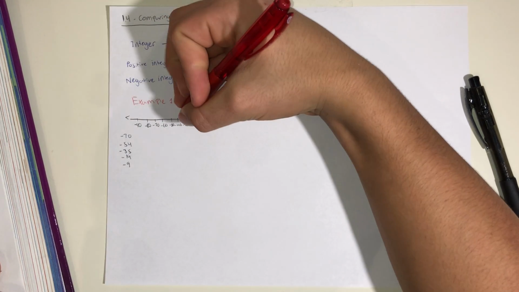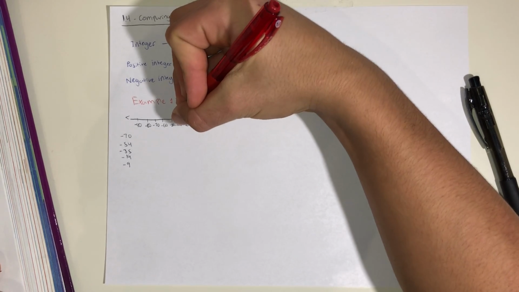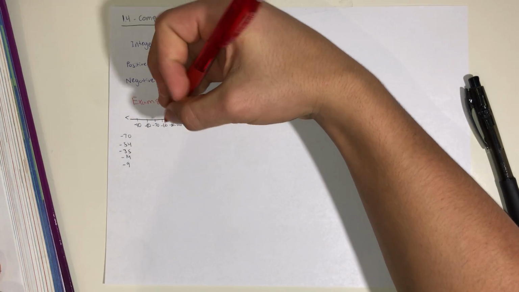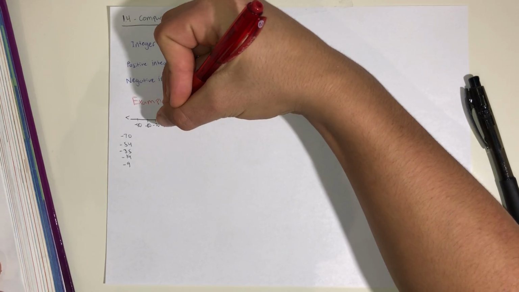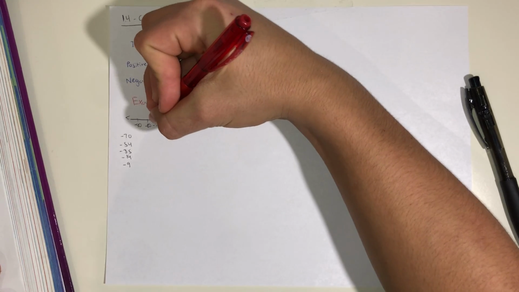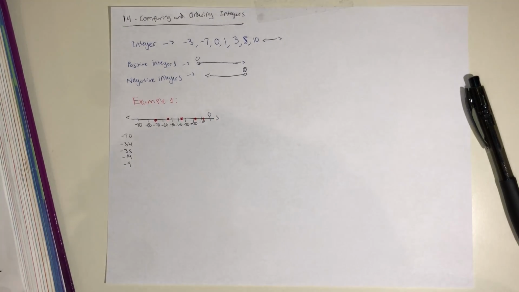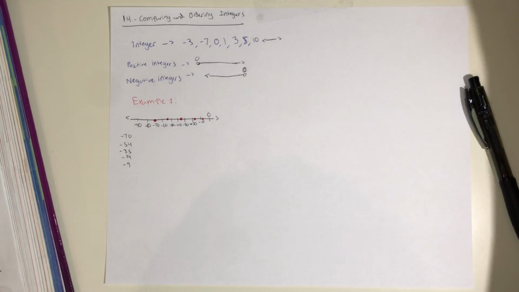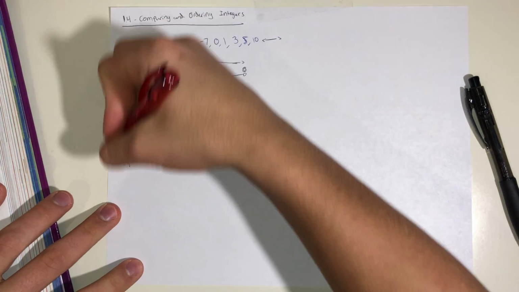Negative 35 is dead center between negative 30 and negative 40. Negative 54 is almost in the dead center, a little bit more to the right, between negative 50 and negative 60. And then negative 70 is exactly this point, which we have right here. That's how we would graph them on a number line. So that is all of example 1.